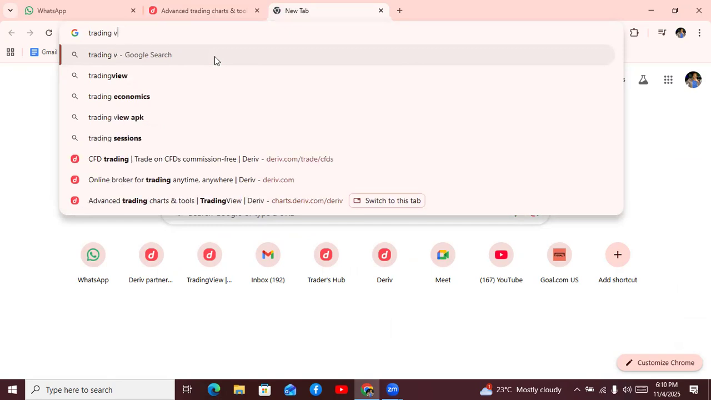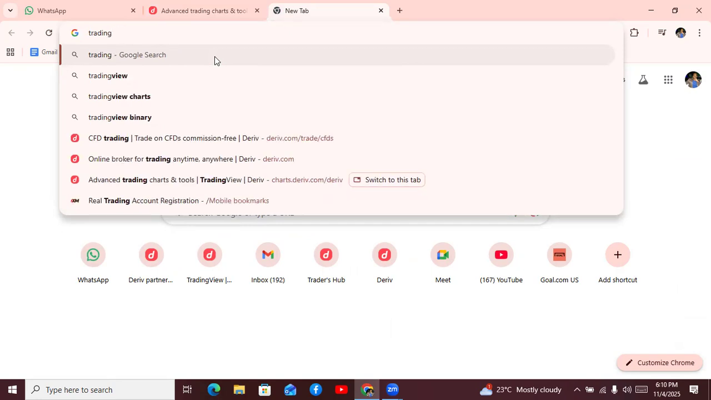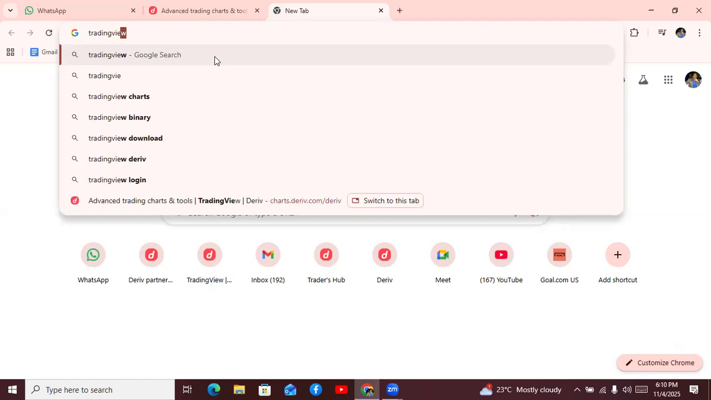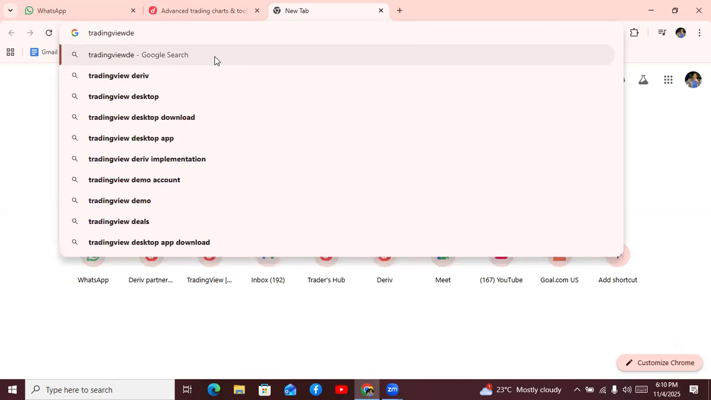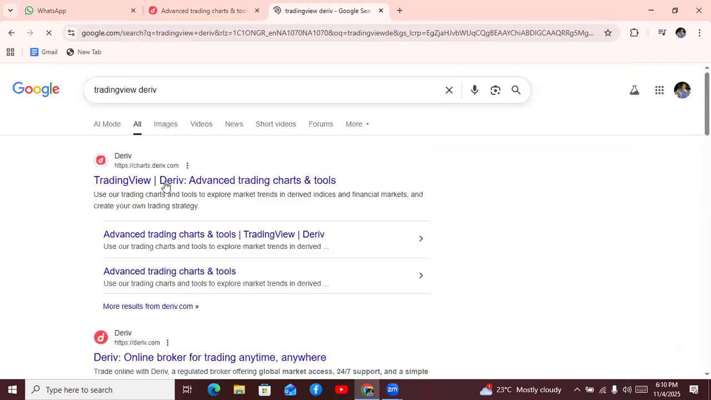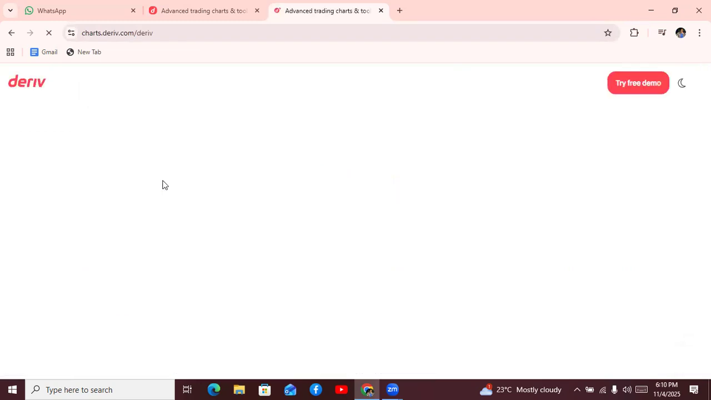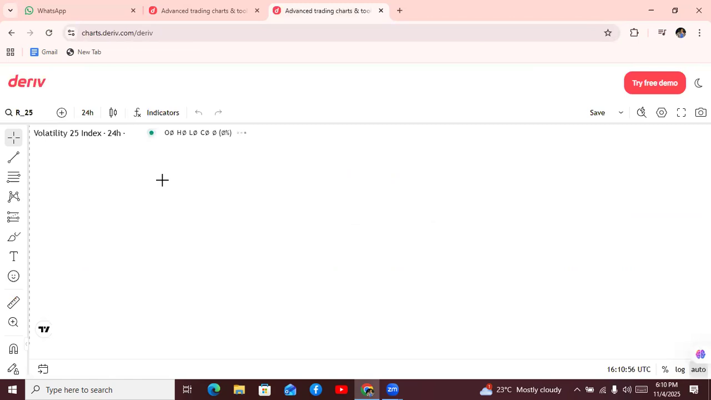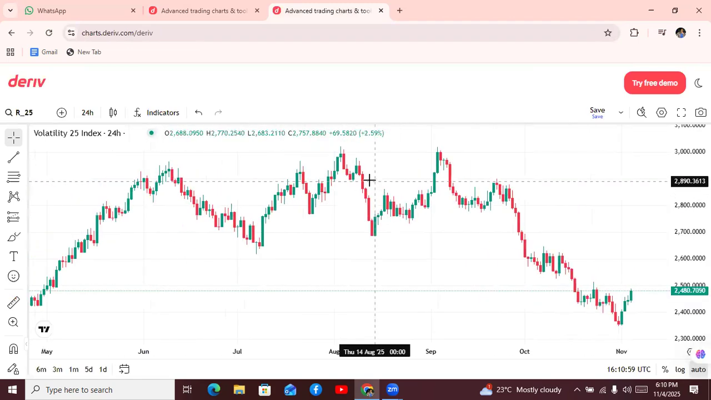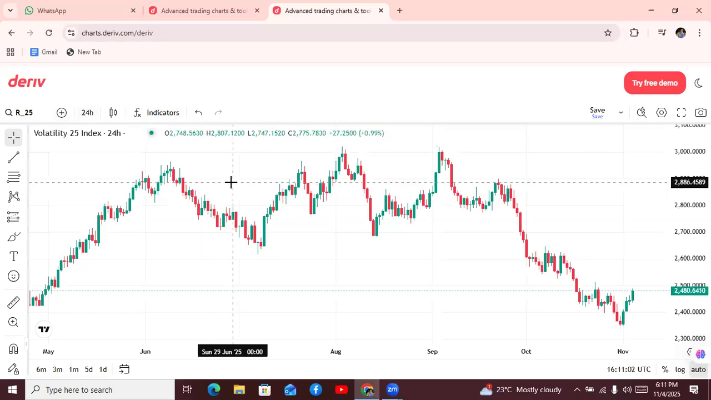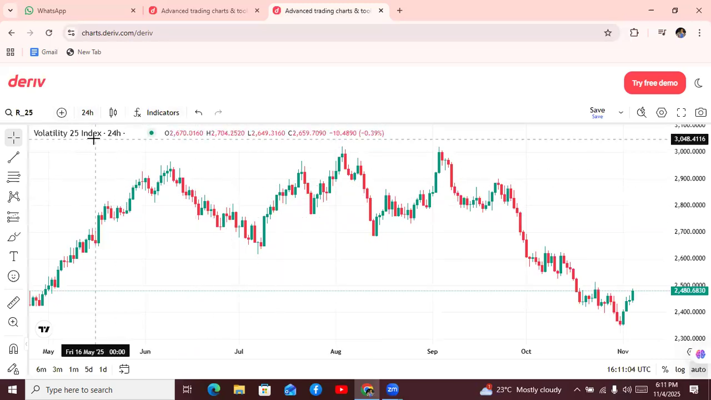Yes, one can get it by typing TradingView Deriv. Then you open this TradingView Deriv. And then the instruments. Then here we go. We can now see charts.